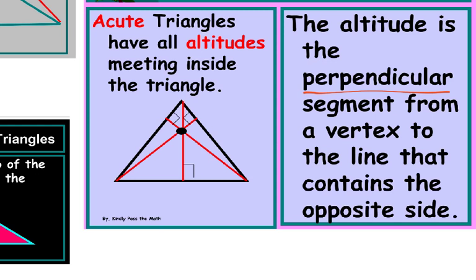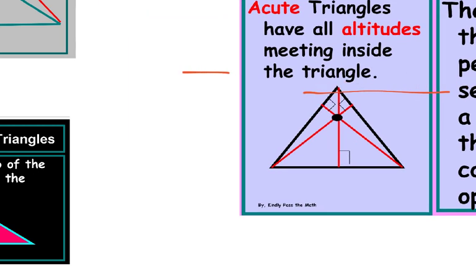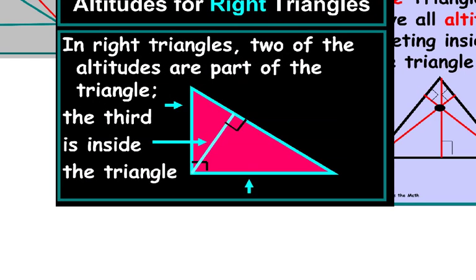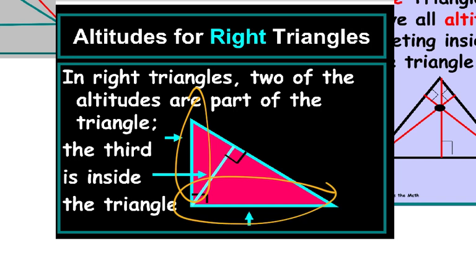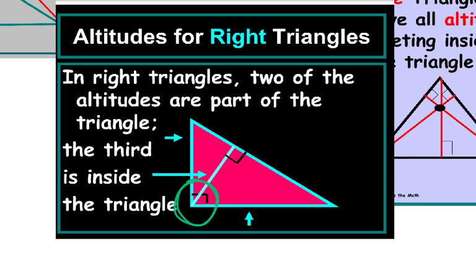But acute triangles, their orthocenter is always going to be inside the triangle because of the way the altitudes work in an acute triangle. But in right triangles, it's going to actually lay on the triangle itself. So if I look here, this is one altitude. Let me get a different color here. This is one of the altitudes. This is another one of the altitudes. And then the third altitude. And they actually always connect on the edge of the triangle. So this right here is where the orthocenter is on a right triangle.